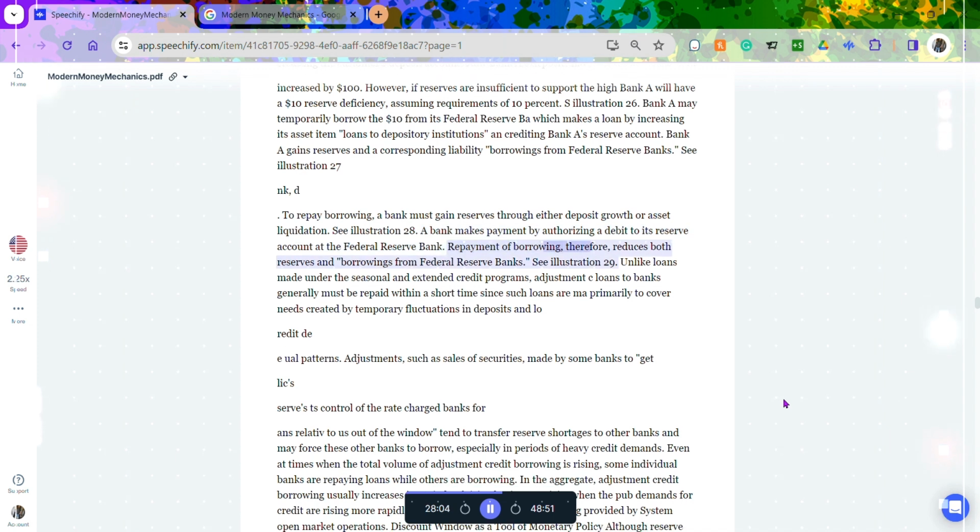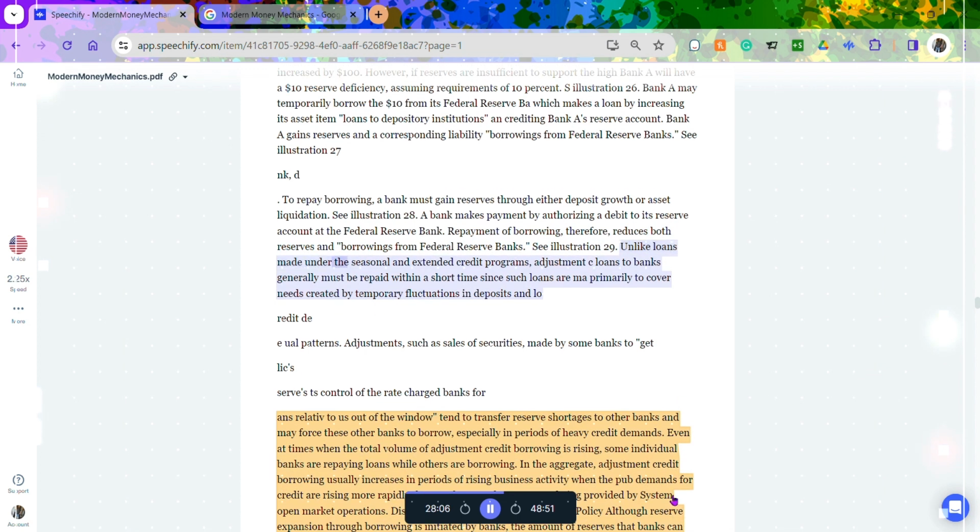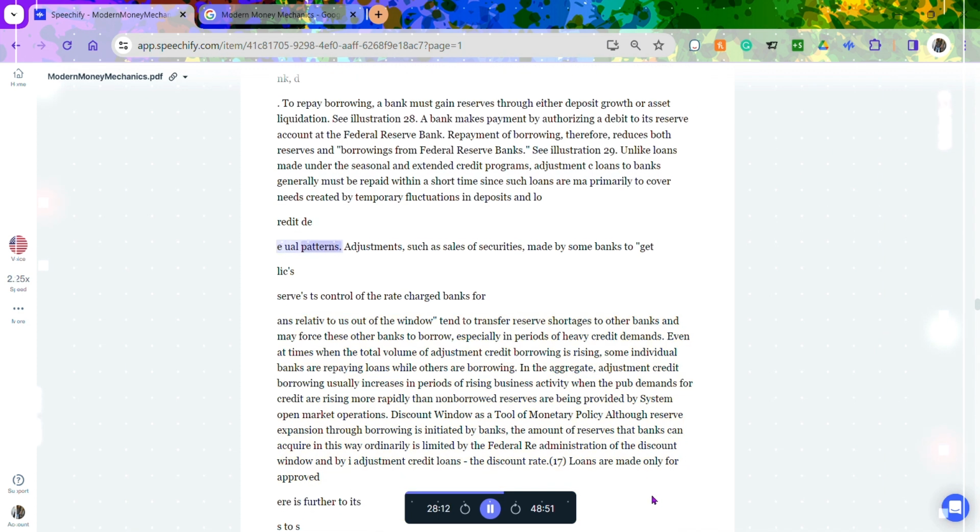Repayment of borrowing, therefore, reduces both reserves and borrowings from Federal Reserve banks. See illustration 29. Unlike loans made under the seasonal and extended credit programs, adjustment credit loans to banks generally must be repaid within a short time, since such loans are primarily to cover needs created by temporary fluctuations in deposits and loans.